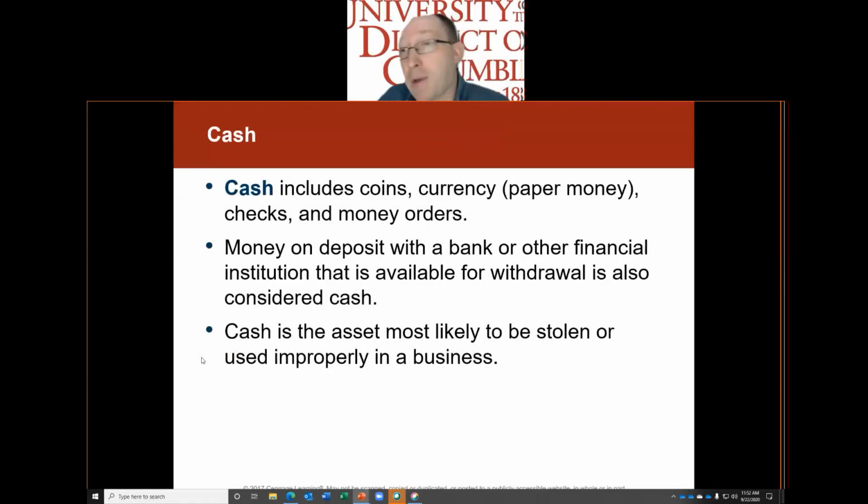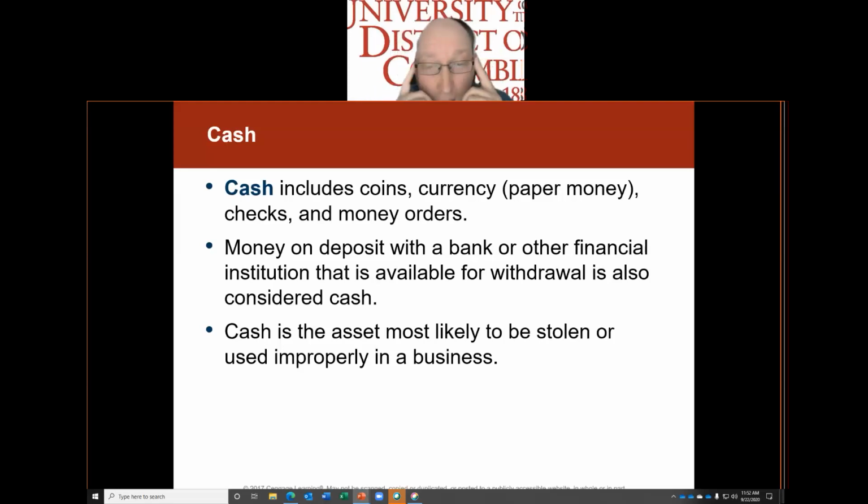Let's talk about cash. We spent so much time on internal controls. We talked about Sarbanes-Oxley and all that great stuff. Let's talk about one of my favorite things: cash, cash money, money, cash, cash money. Cash includes things like paper money, coins, currency. That includes things like checks, and it also includes things like money orders.